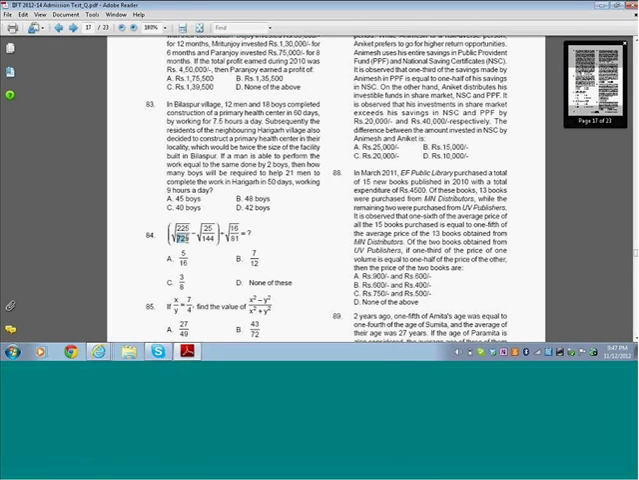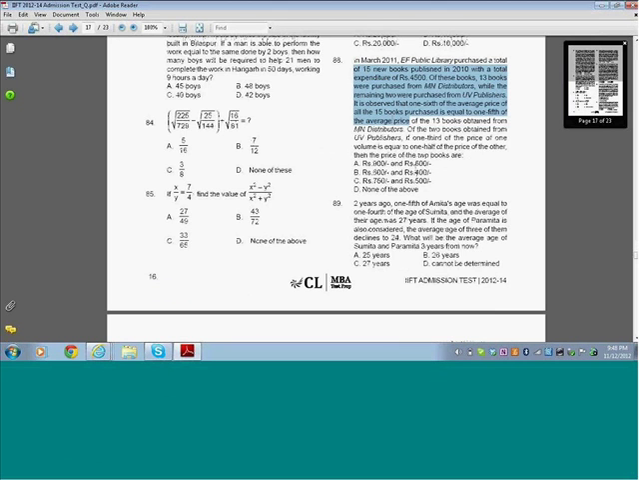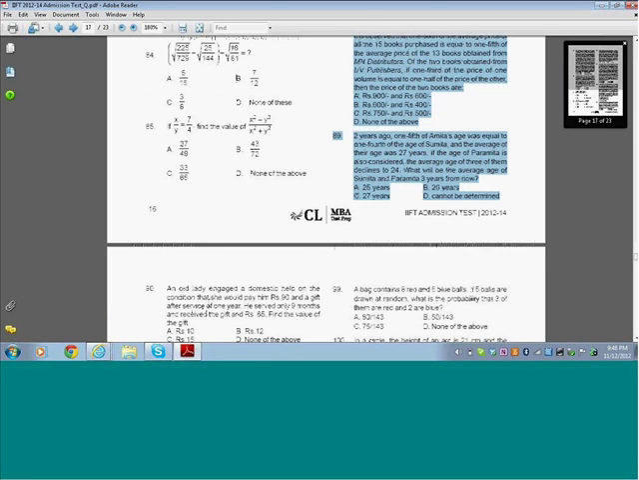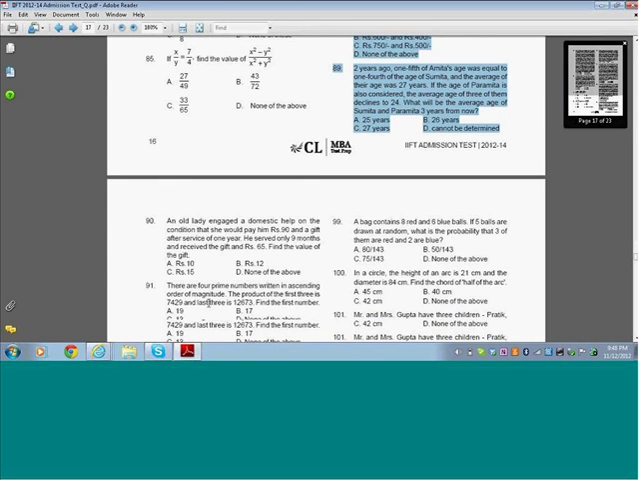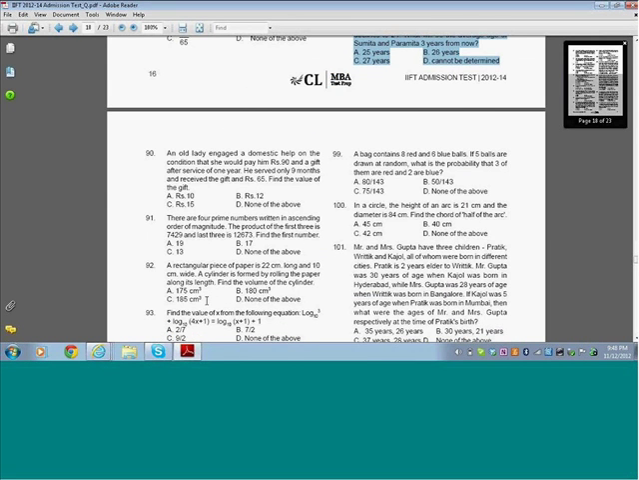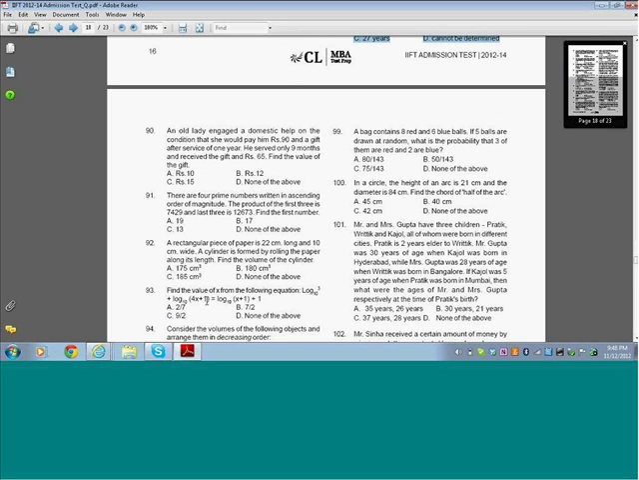Okay, 99. A bag contains 8 red, 6 blue balls. 5 balls are drawn at random. What is the probability that 3 of them are red and 2 are blue? Okay, the total balls are 8 and 6, 14. So my denominator in any case needs to be 14C5, as we have to pull out 5 balls. Out of these 14 balls, in how many ways can we choose 5 balls? It is 14C5. So the denominator has to be 14C5.